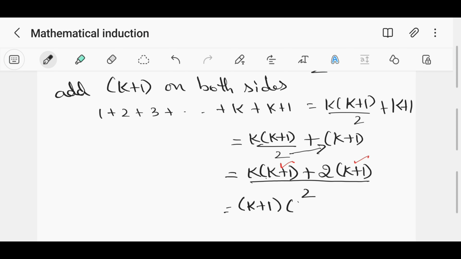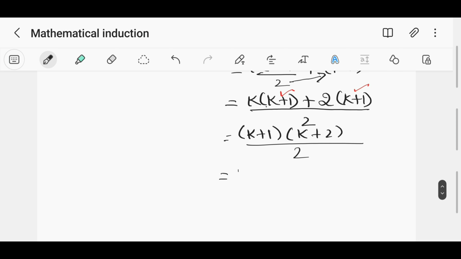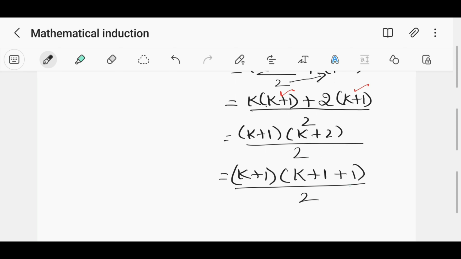Now what is left in the first term? We have k. What is left in the second term? We have 2, whole divided by 2. This is what we have. We can write this as (k plus 1) into (k plus 2) divided by 2. K plus 2 can be written as k plus 1 plus 1, whole divided by 2. So this, generally in terms of n into n plus 1 by 2, we can write as (k plus 1) into (k plus 1 plus 1), whole divided by 2.